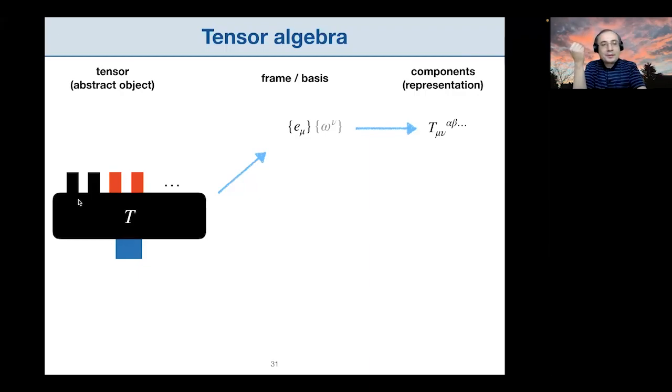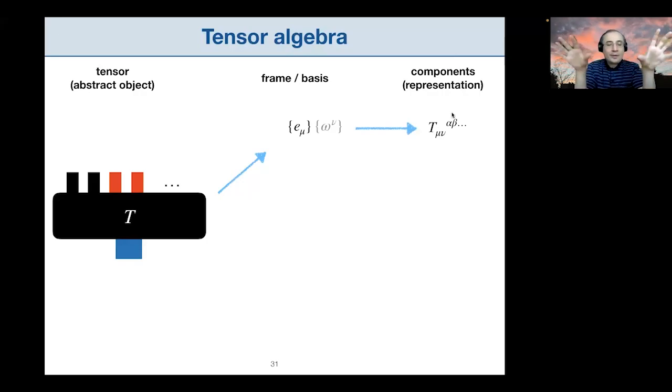Now, in order to convert your tensor into a bunch of numbers, you need another device called a frame or basis. So we take our frame. It gives us a basis of the vector space corresponding to our spacetime. It gives us also a corresponding basis in the dual space, omega alpha. And now we can use these things to convert our tensor as an abstract thing into components, which is a representation of this tensor. And this is a very good representation. You can calculate anything you want given a particular basis.